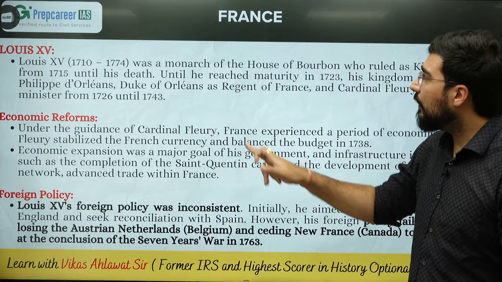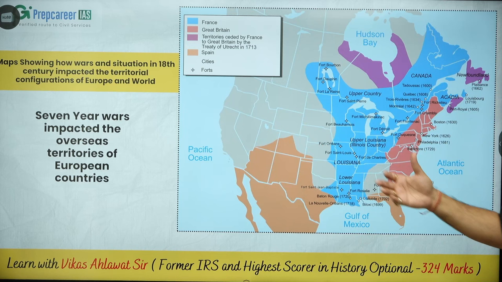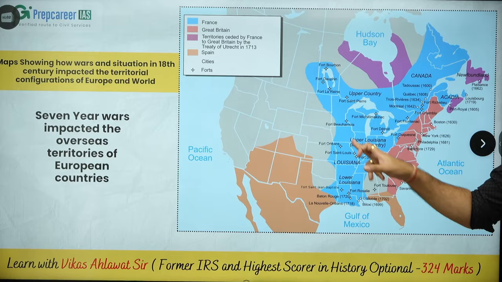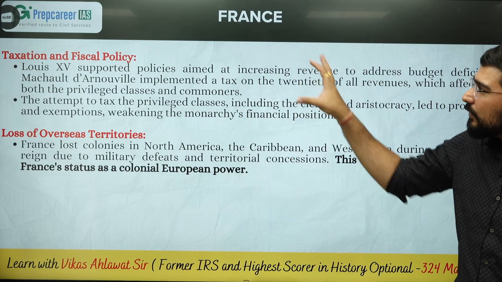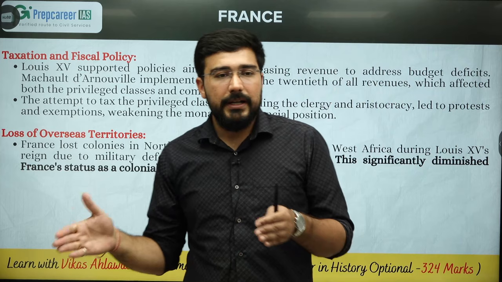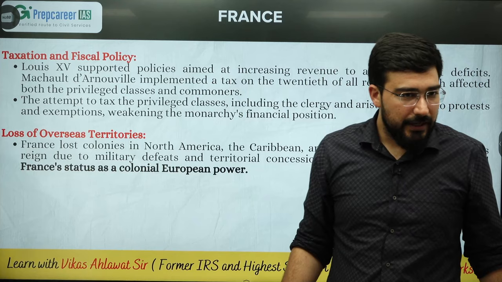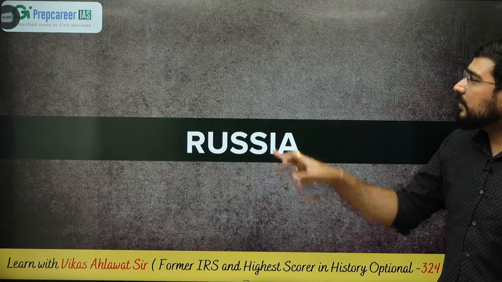Okay, the 7 Years War impact that we see, many of the territories of France, like Canada, etc., were taken away as a result of this 7 Years War. Then taxation and fiscal policy, loss of overseas territory, this is what was going to affect France. And always there was a kind of rivalry between Britain and France. If somebody is fighting against someone, let us become part of the alliance. And this was a kind of problem which we see throughout the 18th century.